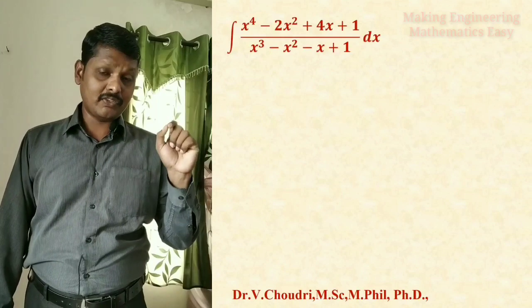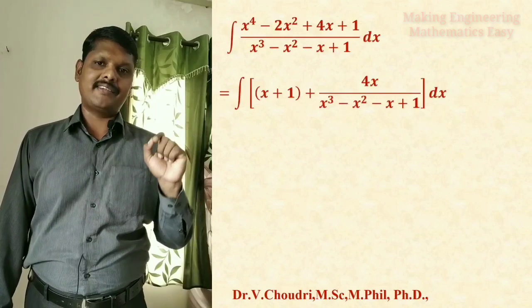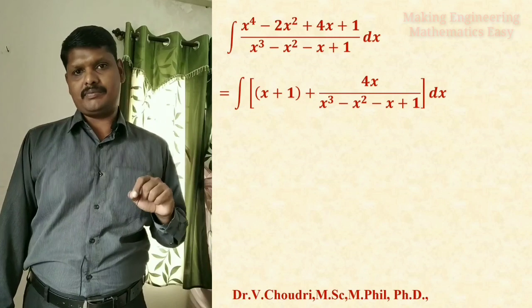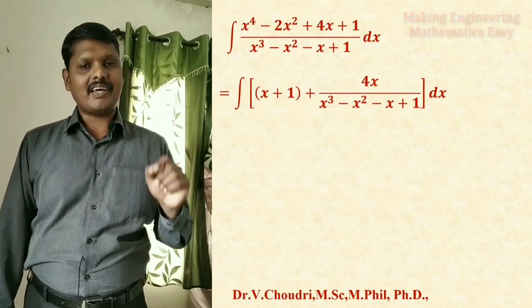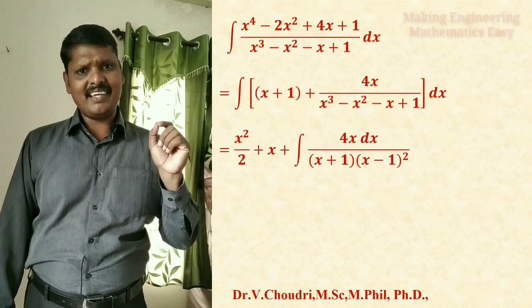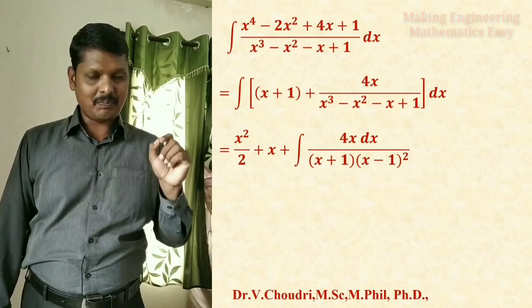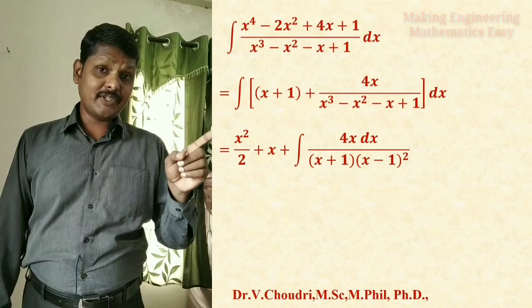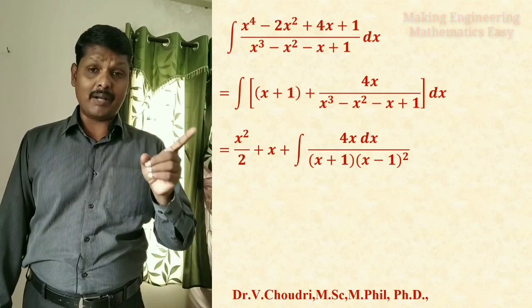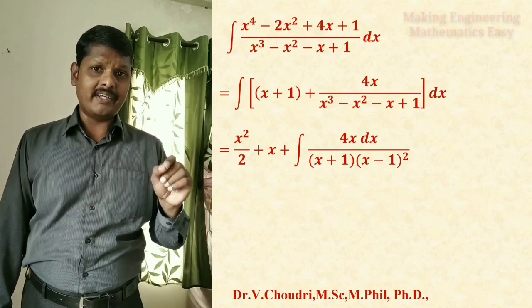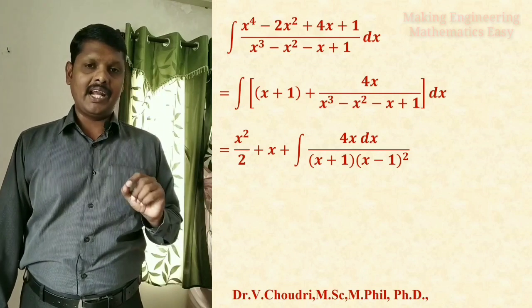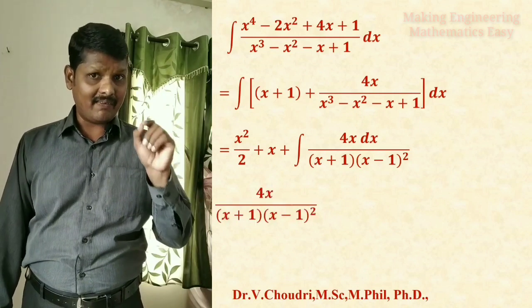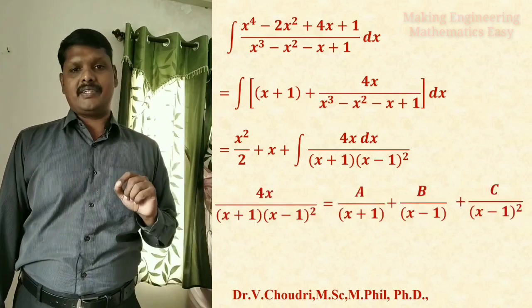Integral of x plus 1 plus 4x by x cube minus x square minus x plus 1. Now first two terms are very easy. We can integrate directly, the answer x square by 2 plus x, plus integral 4x by the x cube minus x square minus x plus 1, which can be written x plus 1 into x minus 1 whole square. Now this integral will be evaluated by partial fraction.